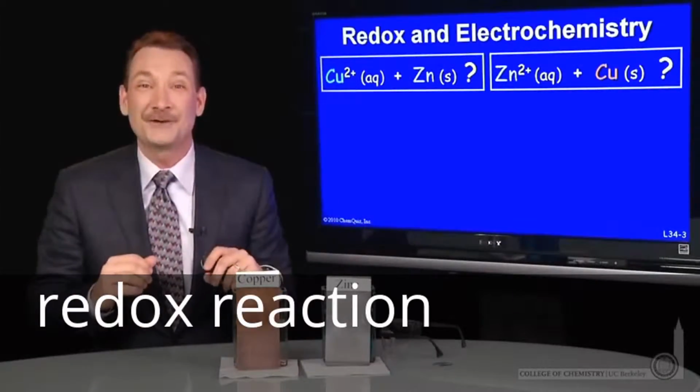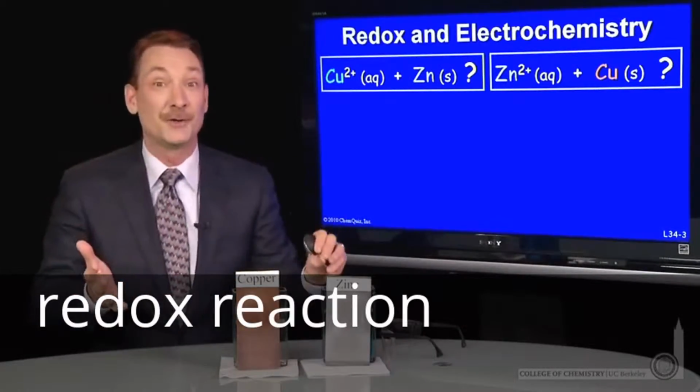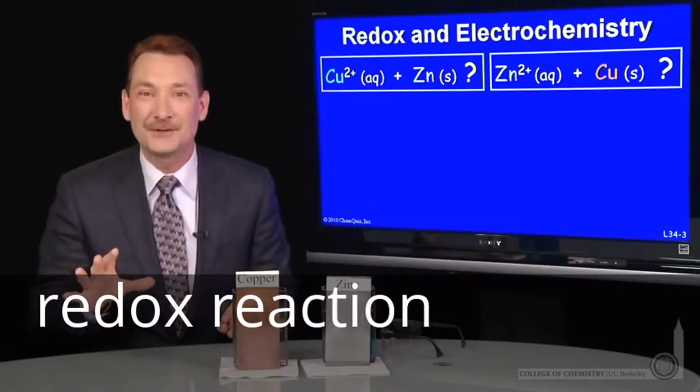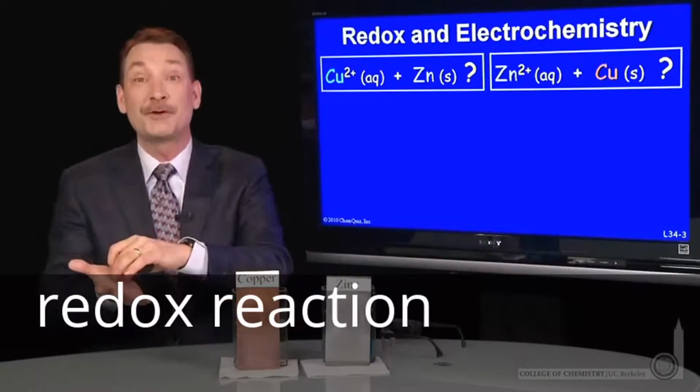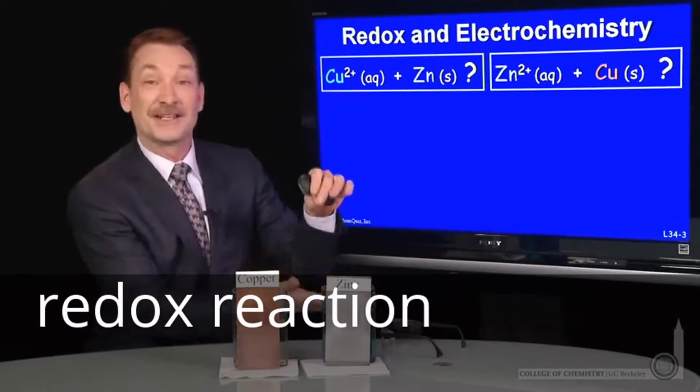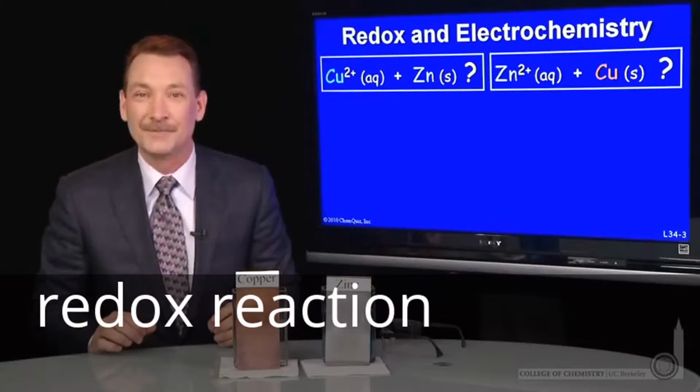When a proton is transferred in a chemical reaction from one compound to another, that's called an acid-base reaction. The compound that gives up the proton is the acid. The compound that accepts the proton is the base.